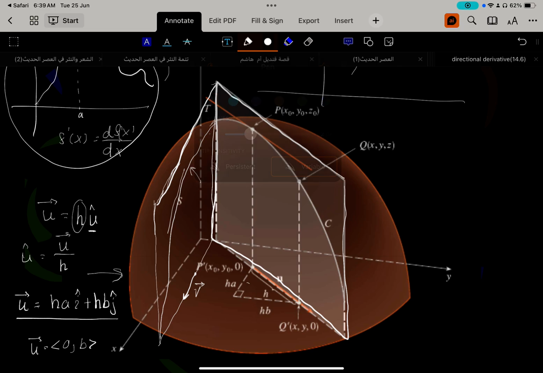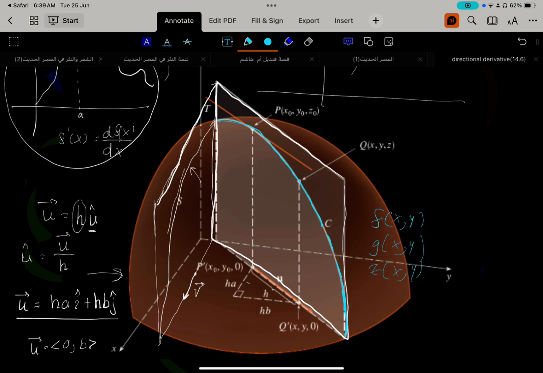Just change the color. So we have this curve in the direction of u. This curve represents the directional derivative for the vector u. Sorry, not the curve itself, but the slope of the curve. The slope of the curve is the directional derivative. The curve itself is just a regular function. It's f of x, y, or say g of x, y, or z of x, y. Give it any name.